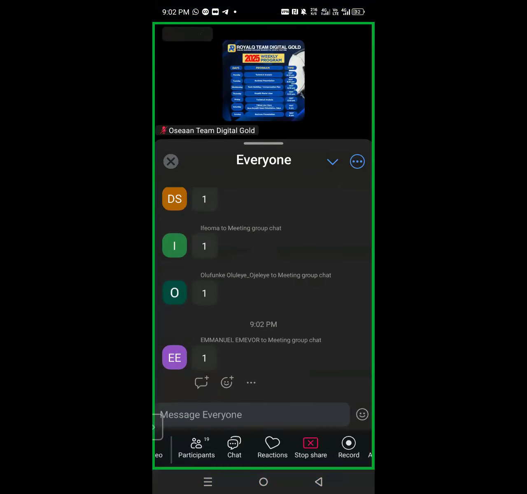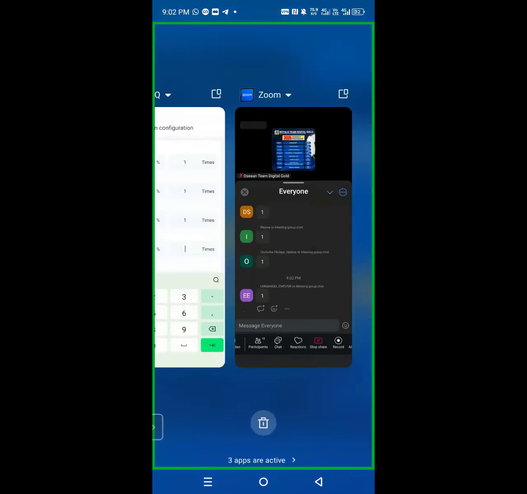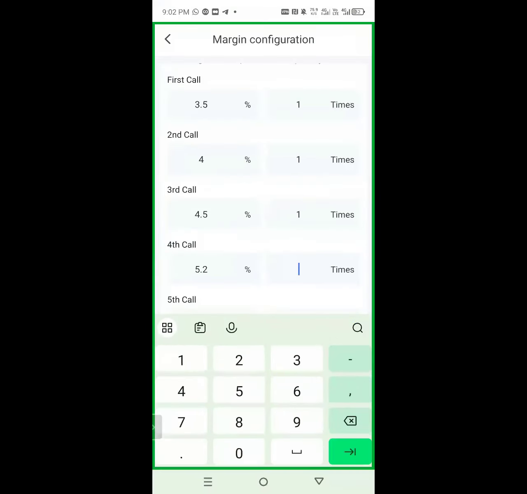Please, you can use the chat. What will I put in that fourth one? Use the chat. If you are following, what will I put in this fourth one now? We want the robot to buy with $10. So what will I put in this fourth margin call?